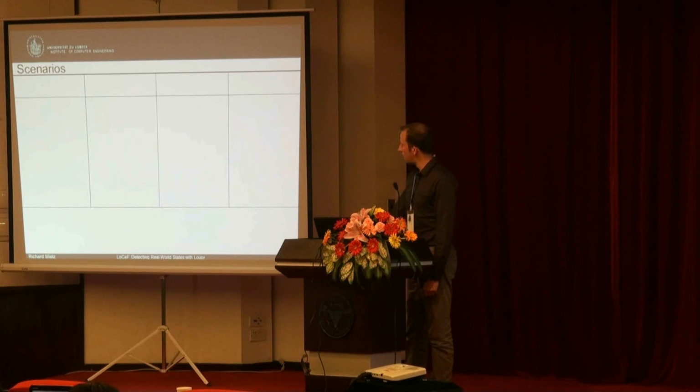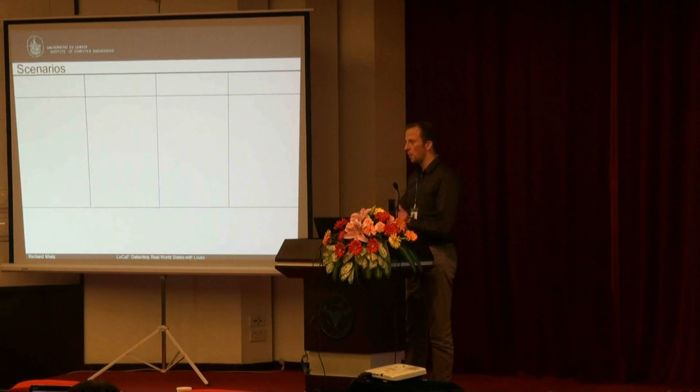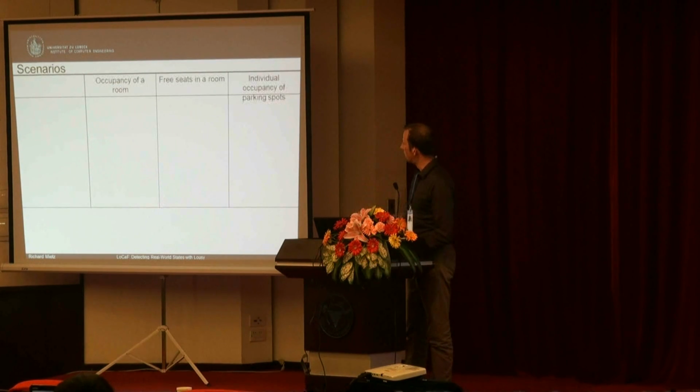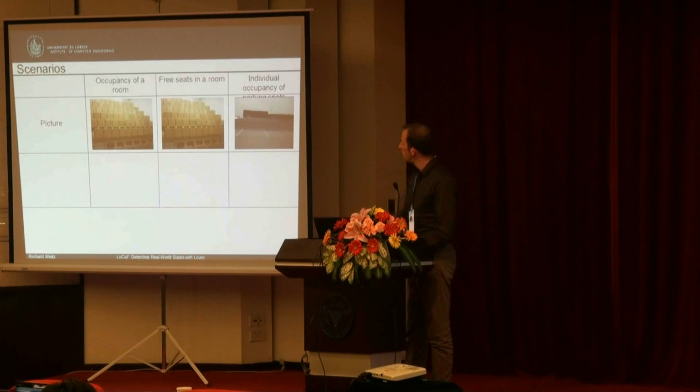So what we also want to have is a flexible framework. We want to use it for several scenarios. For example, we want to see the state of a room, so is it occupied or not, or even see how many free seats are in this room. And we also want to cover the scenario where parking spots are occupied or not. So what do we have to capture? For the first two scenarios, we have to capture the room, and for the third scenario, we want to capture the parking spot. So these would be the images we want to capture with the camera.